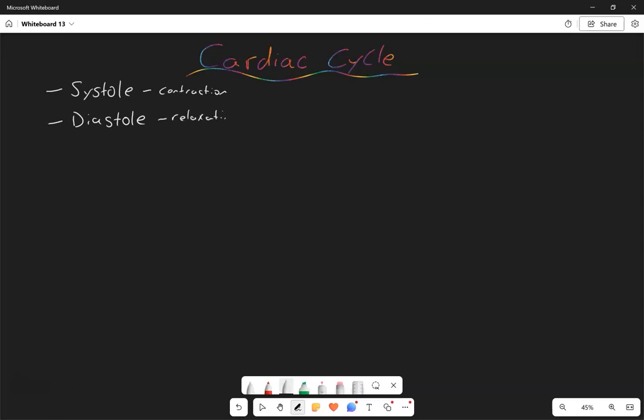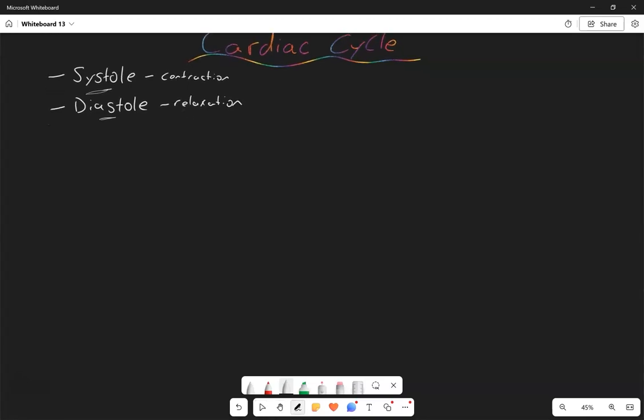Some people will say things like atrial systole, atrial diastole, ventricular systole, ventricular diastole. Some people will say the heart is in systole. If there's no precursor telling you whether they're talking about the atria or the ventricles, assume they are talking about the ventricles. So if they say the heart is in systole, they're talking about ventricular systole, and that means ventricular contraction. That's something to keep in mind.